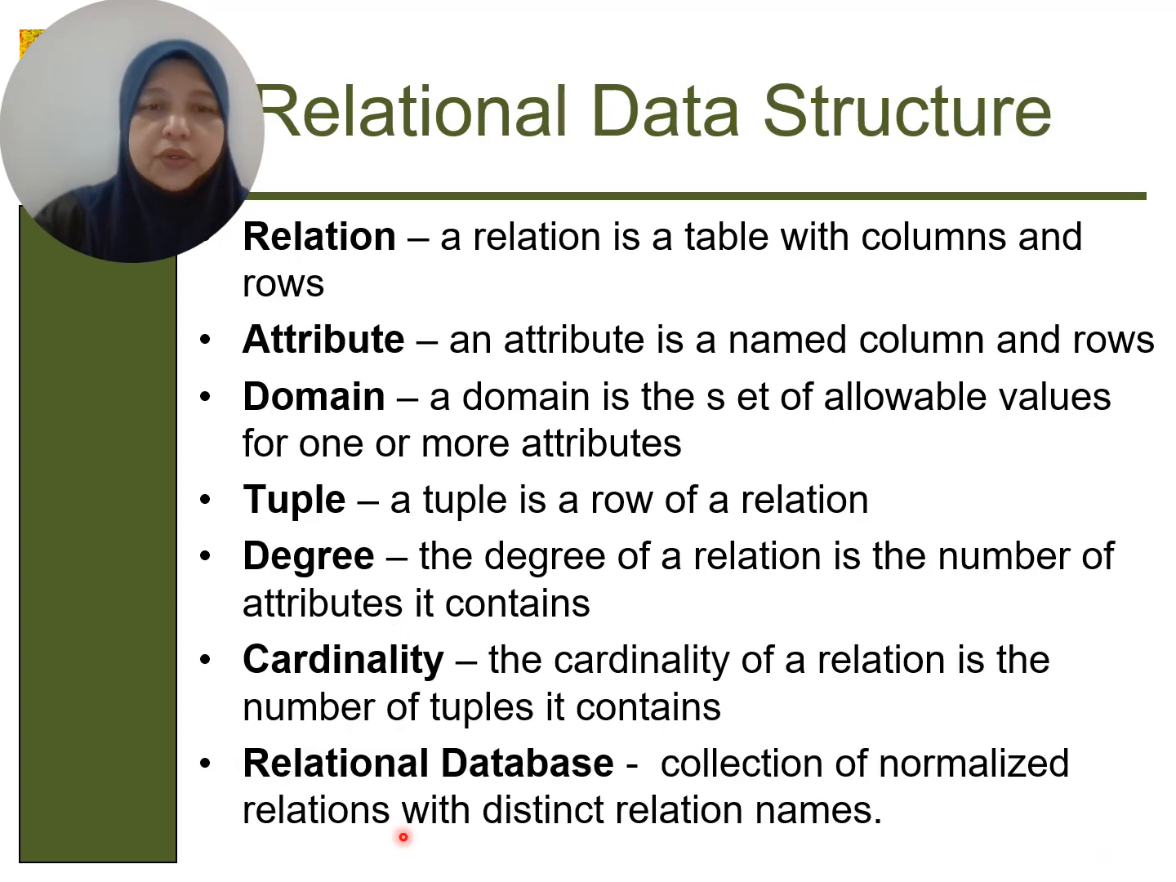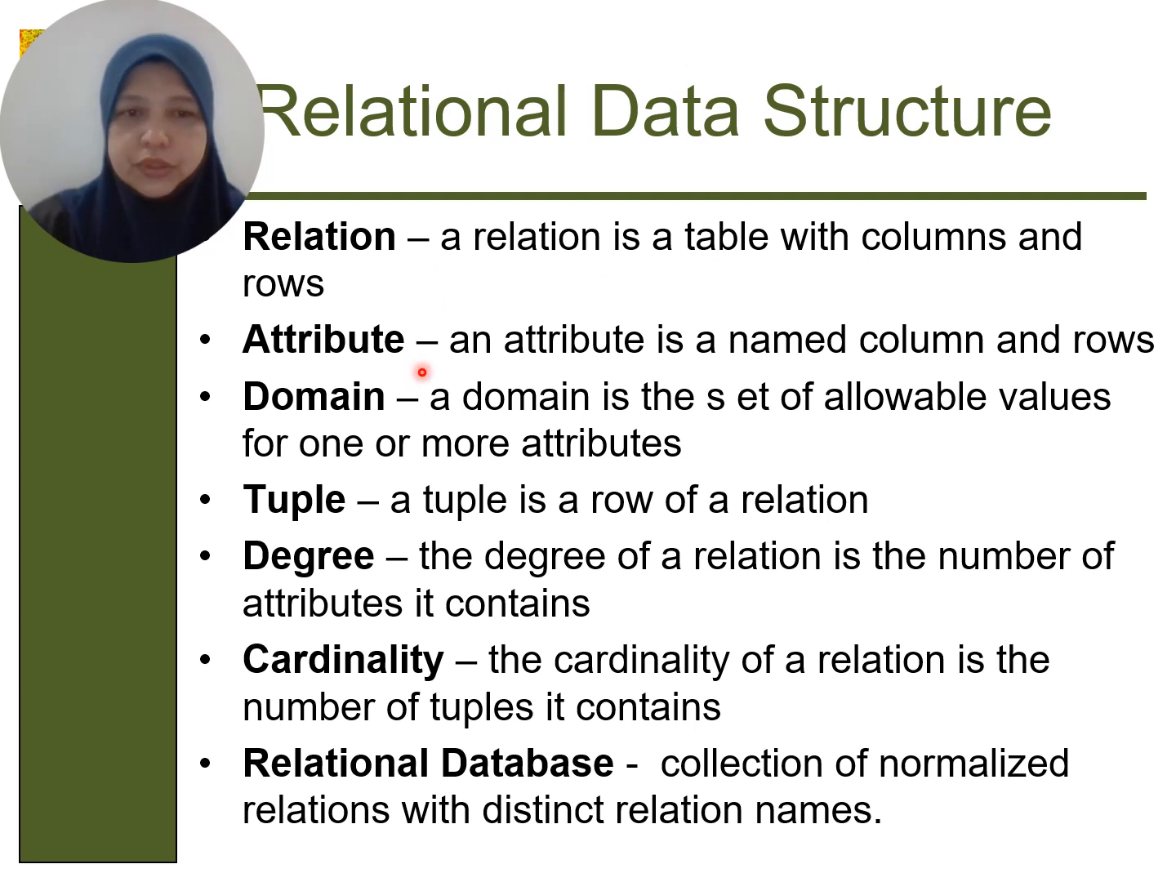All right. So this is the structure of a relational database. What is a relation? The term relational data structure. What is the meaning of relation in database terminology? A relation is a table with columns and rows. So when we are talking in database language, we can term it as relation, where relation means a table with columns and rows.